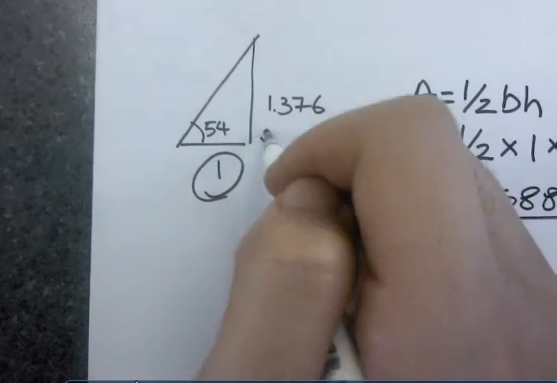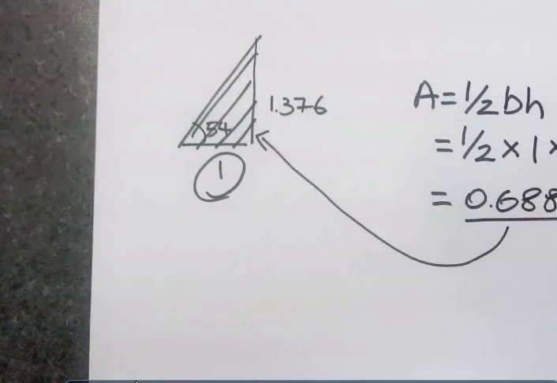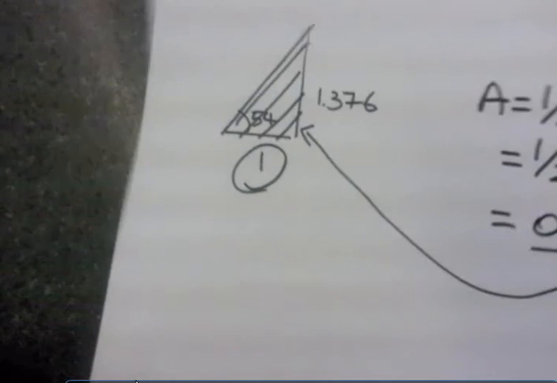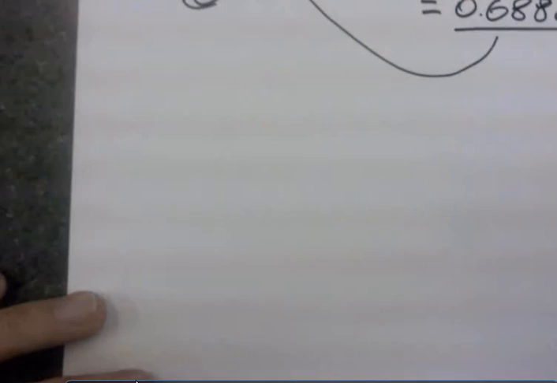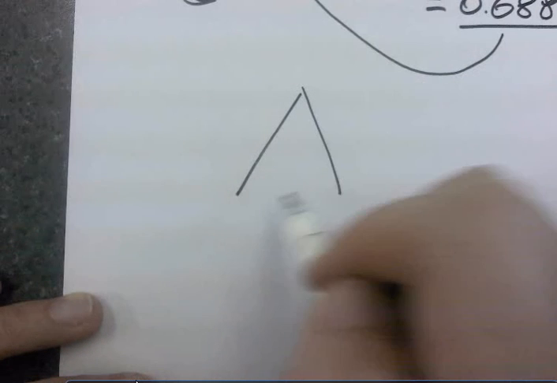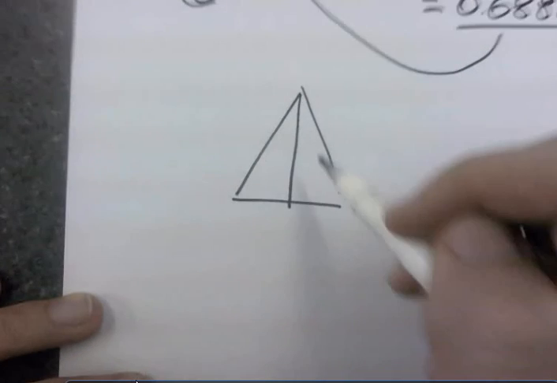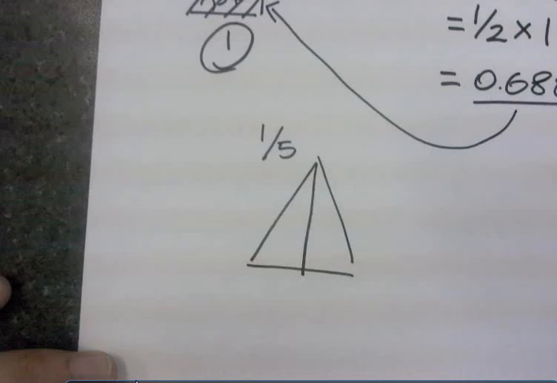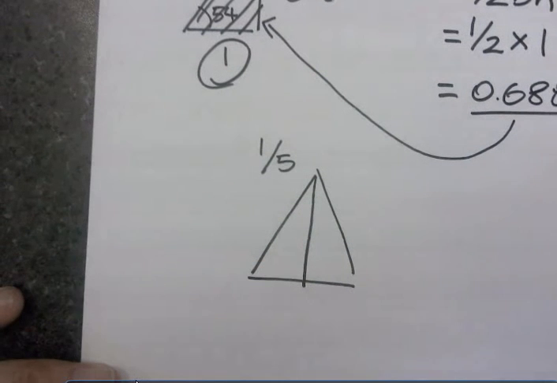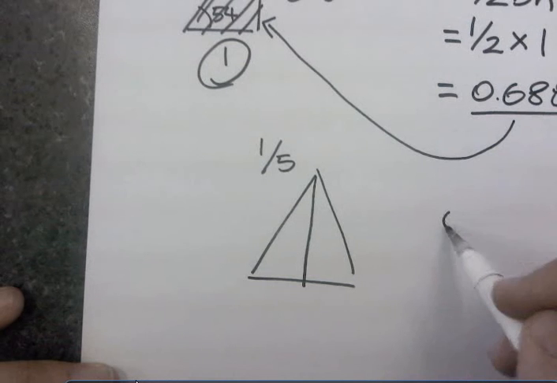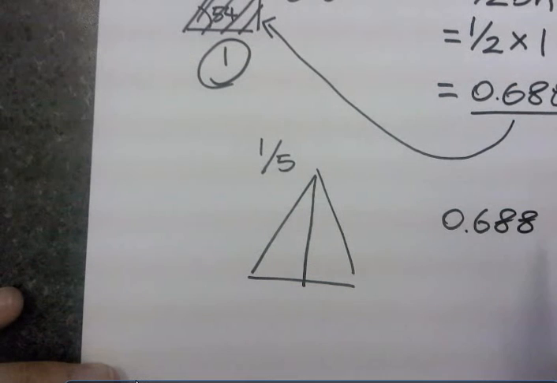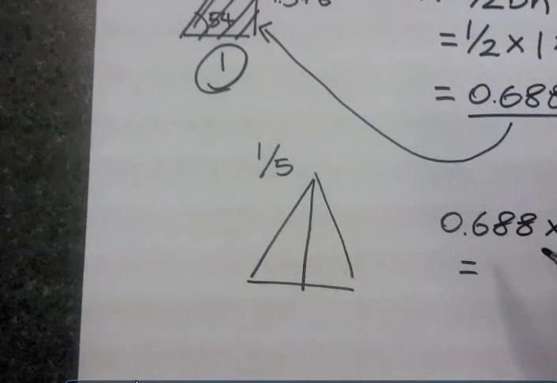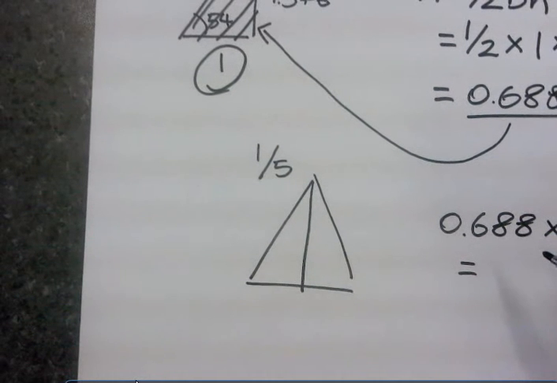Now, what we need to find is the area of the entire pentagon. So, first of all, we'll find the area of that, which would be 1/5 of a pentagon, or twice the size that we have found initially of a right angle. So to work that out, that will be 0.688 times 2. So we come up with 1.376.